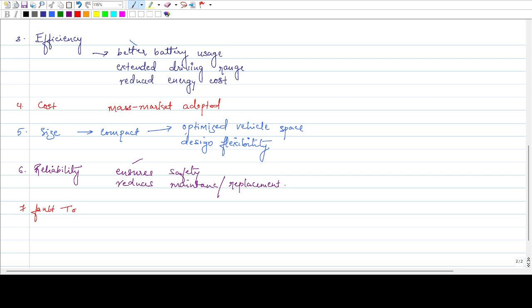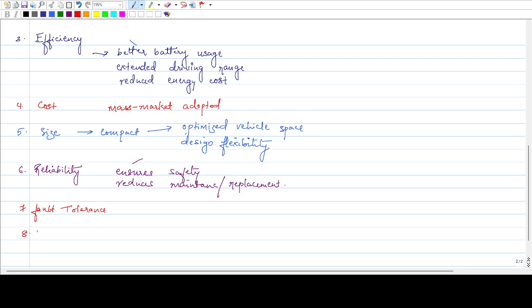Fault tolerance. It is the ability to continue functioning under fault conditions. Even if you have certain faulty conditions in the motor, it should perform the function as it was designed. So it is critical for maintaining vehicle operation and safety in the event of component failures. So again, fault tolerance is another way we can increase the reliability of the vehicle.